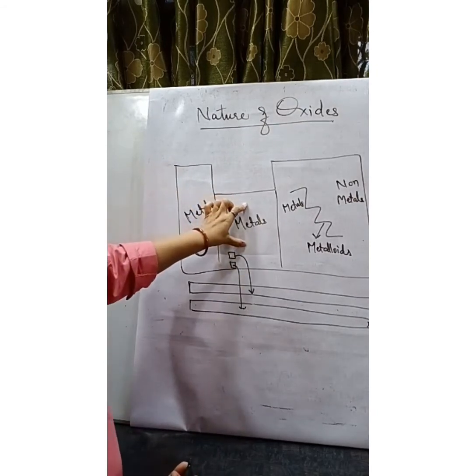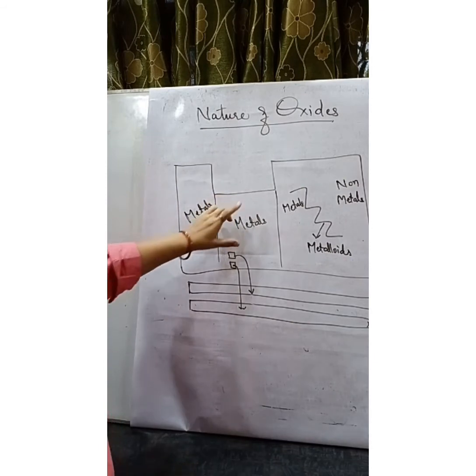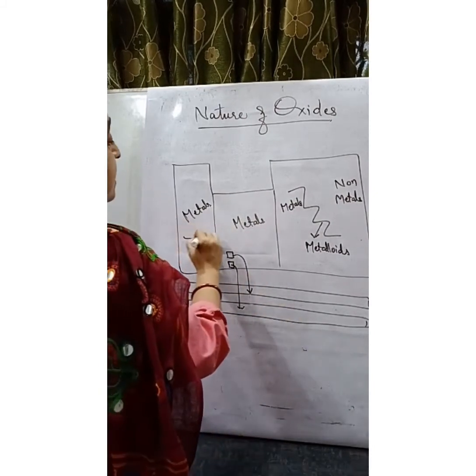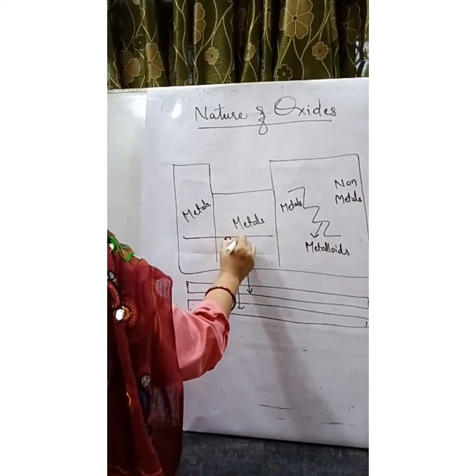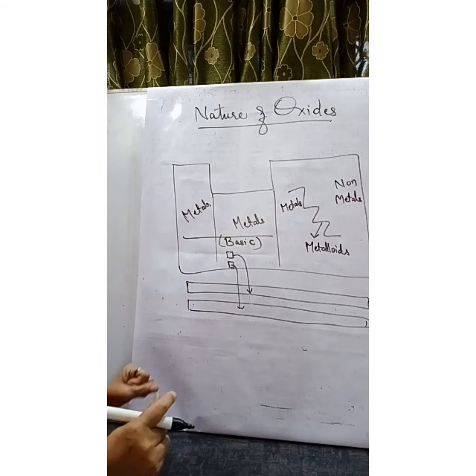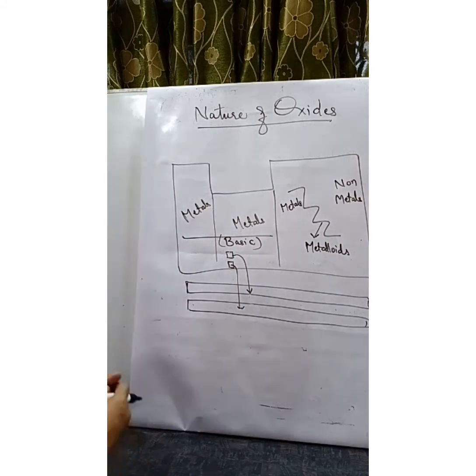Metals react with oxygen to form metal oxides. Metal oxides, when dissolved in water, form bases. So that is why the nature of metal oxides is basic, except a few like zinc and aluminium, which show amphoteric nature. Amphoteric means they can show both acidic as well as basic nature.